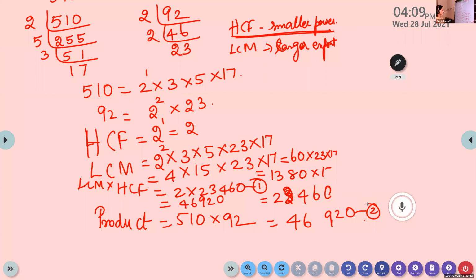Surya, is it correct, Surya? What is the answer you got? Product of the numbers. Is it 46920, Surya? LCM into HCF, we get this as product of the numbers, isn't it? Are you getting like this?